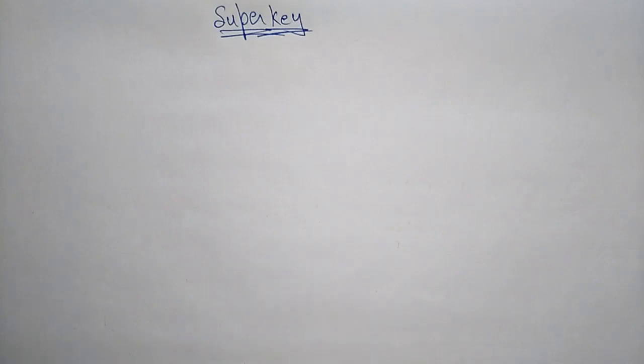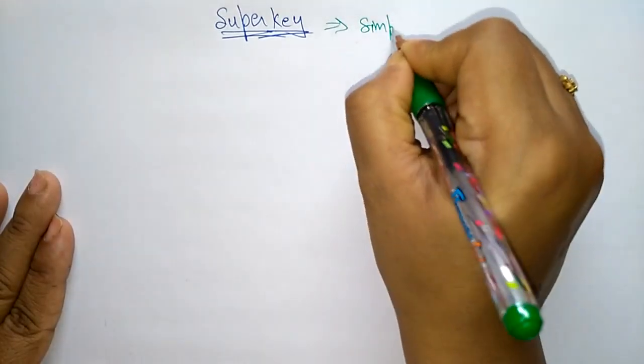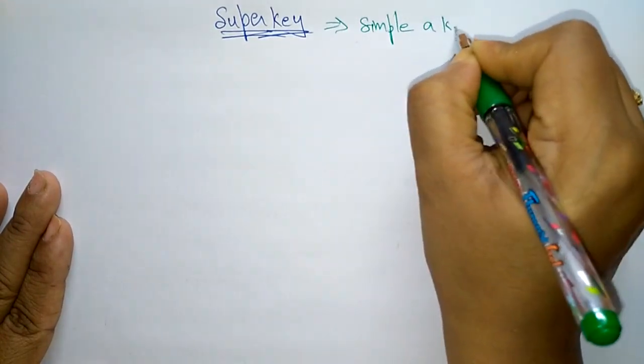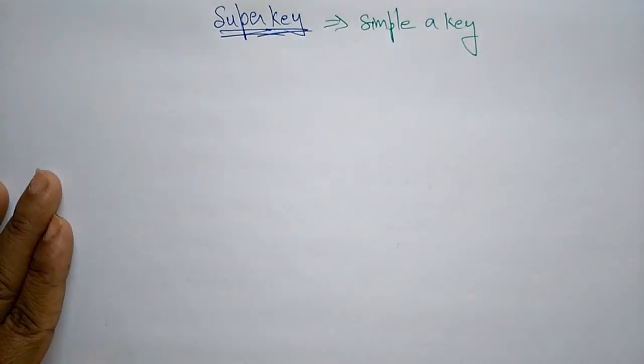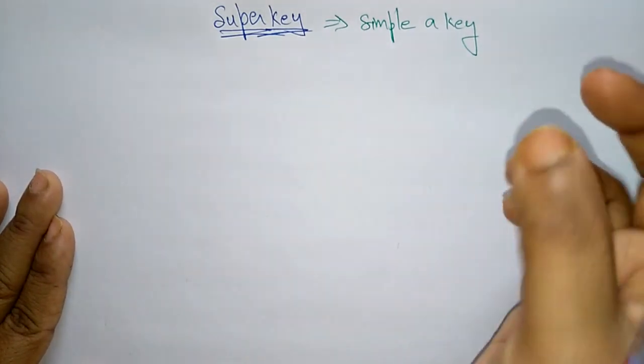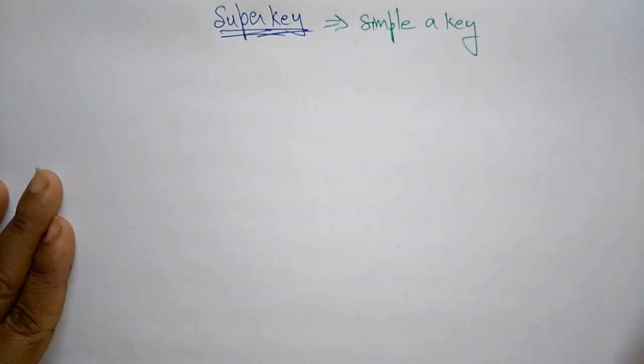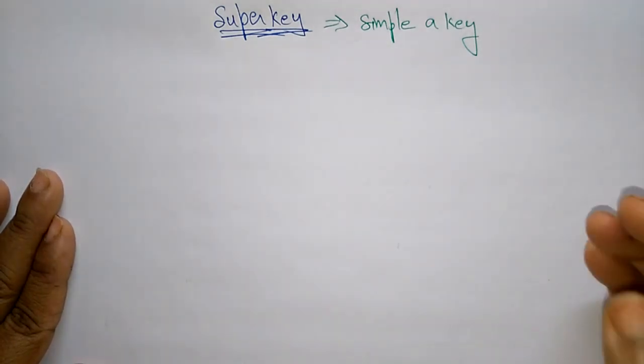Coming to the key concepts. The first is the super key. A super key is nothing but simply a key. Any key you take. A key is nothing but an attribute that is present in a table. If you take one attribute, you call it a super key. So a super key is nothing but simply a key.